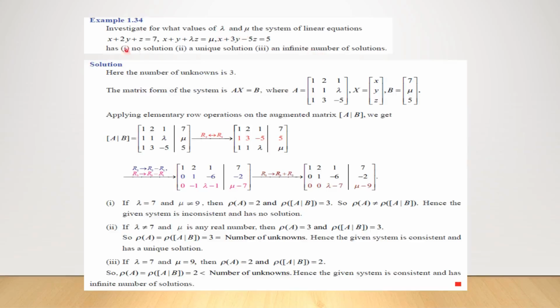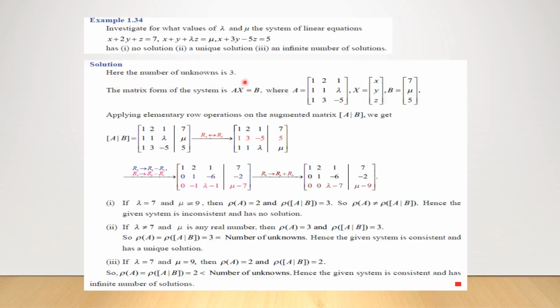How to keep it in mind: for no solution, the rank of A is not equal to the rank of AB. For a unique solution, the rank of A is equal to the rank of AB is equal to 3. For an infinite number of solutions, the rank of A is equal to the rank of AB is equal to either 2 or 1. That you only have to keep in mind. All the remaining steps are similar. Let us see the solution.